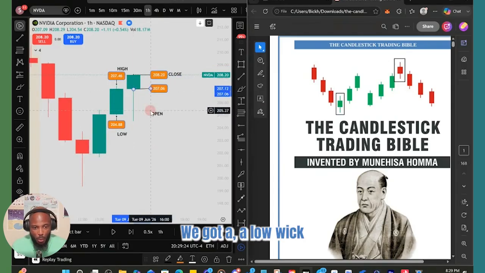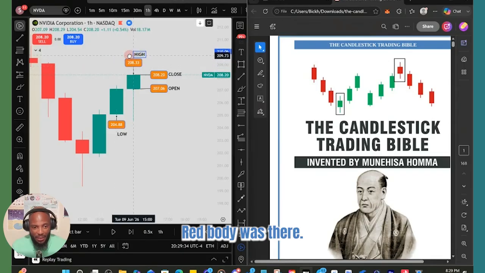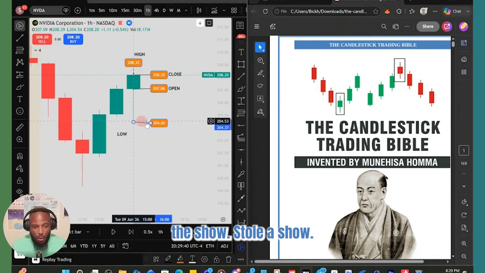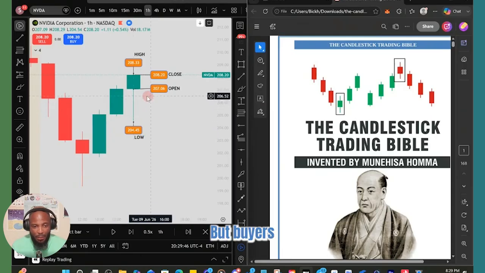We got a low wick. Body was there, red body was there. Sellers was heavy, but then buyers took the show, stole the show. That's what that means. Sellers was heavy here on this 3 to 4 o'clock candle, but buyers stole the show, meaning bought it up, pushed it back up.